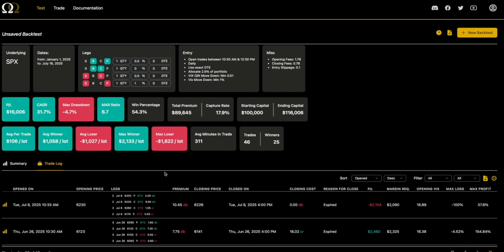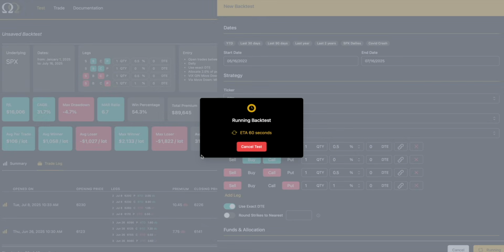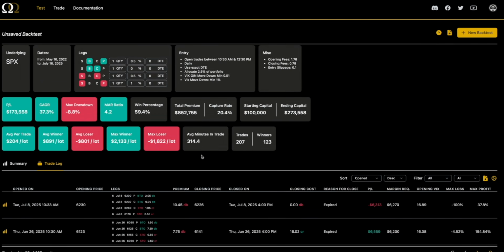So let's run this back since dailies, see how it does. And again, we're floating the entry based on a VIX intraday move down. So running this back to 2022 dailies should give us a lot more data points. You know, it's starting to get interesting here. So let's check it out.